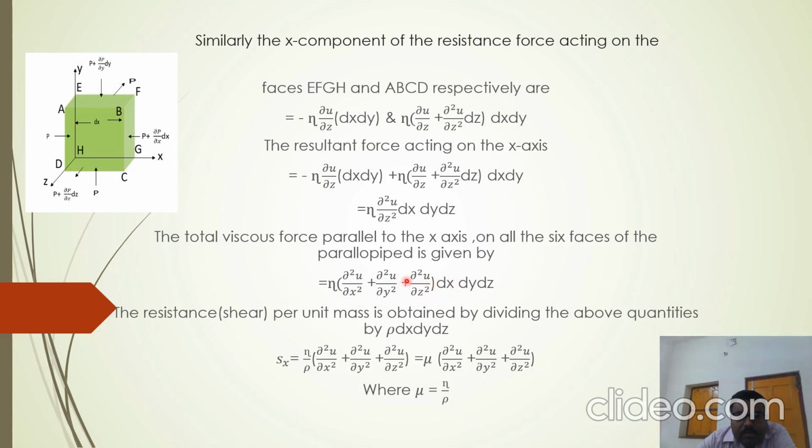Therefore we can write this force is equal to Sx into rho dx dy dz, and from this we can write Sx is equal to eta by rho into del square u by del x square plus del square u by del y square plus del square u by del z square. We consider here eta by rho is equal to mu, that is mu into del square u by del x square plus del square u by del y square plus del square u by del z square.